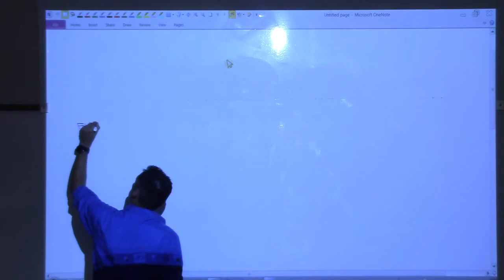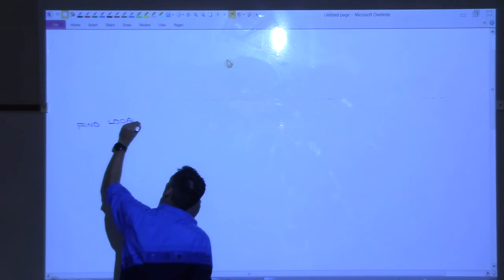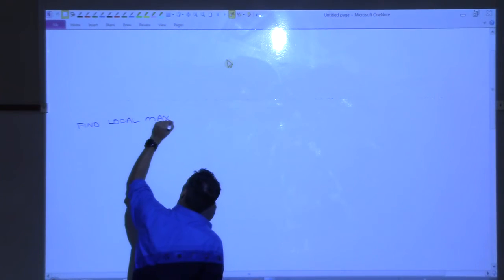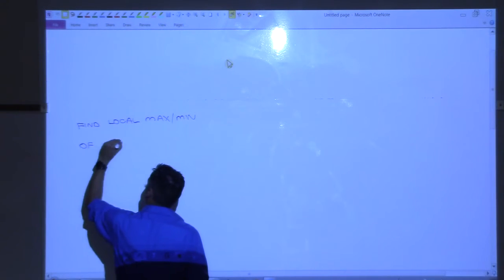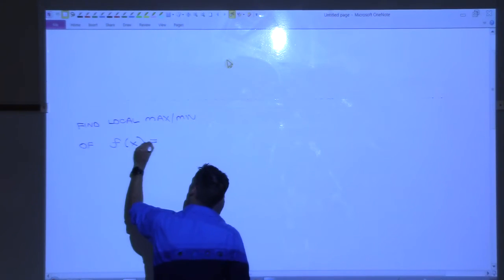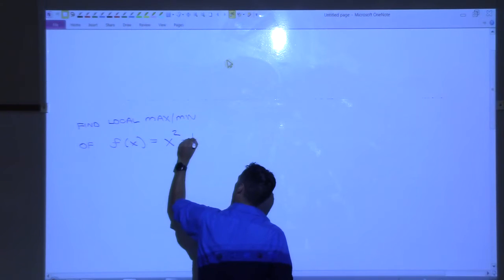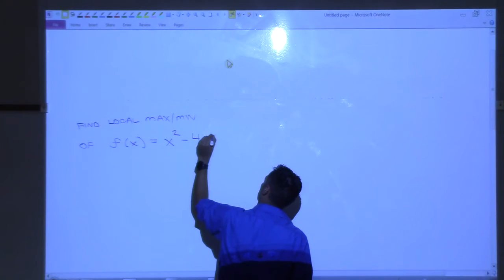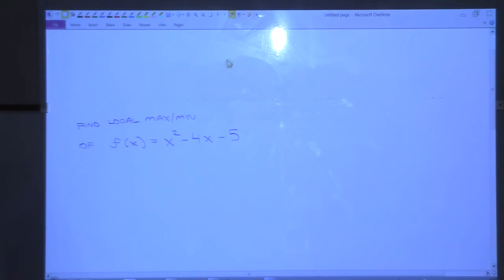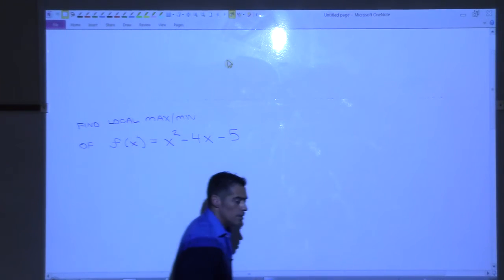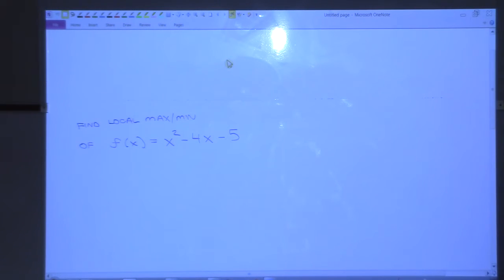Find the local max and mins of, we're going to have to do a real easy one here. Let's find the local max and mins of this function. Notice that that function is not defined on a closed interval, right? So I just want to know, does this thing have any hills or valleys? Can we find any of the hills and valleys on this?